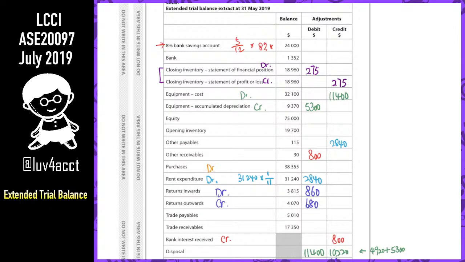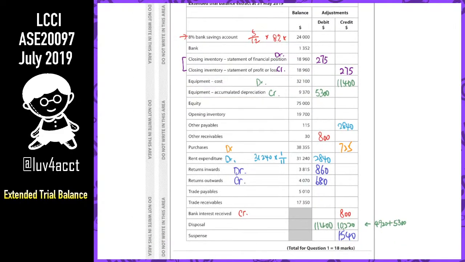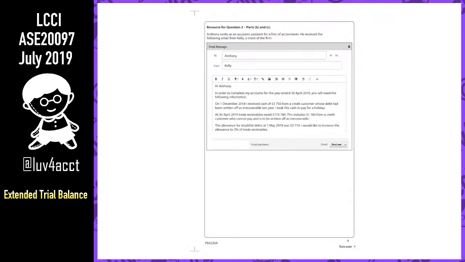Purchases is on the debit side, so if we want to reduce it because we recorded it one more time, we credit 725. And then trade payables 725. Because if it is entered into the account twice, then it must also appear in the trade payables account as well. So we finish these 18 marks.